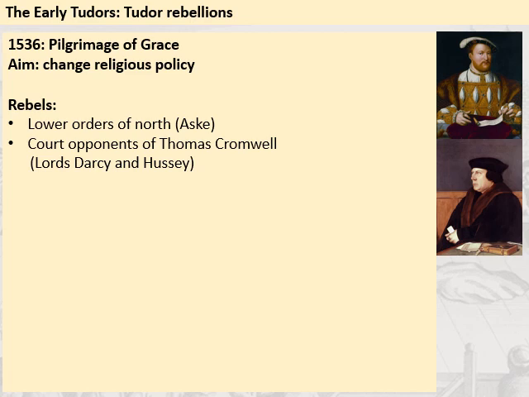Firstly, for spiritual reasons, but also there are social and economic concerns there because of the extensive charity work that many communities in the north relied on to get by. However, there's also an element here of Cromwell's opponents at court using events in the north to their own advantage, particularly the local regional powers such as Lords Darcy and Lord Hussey.